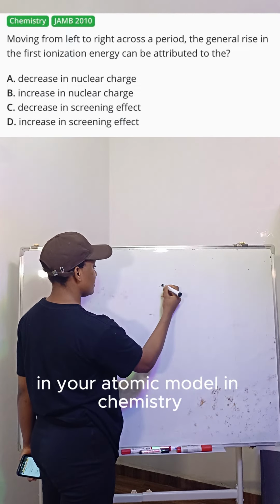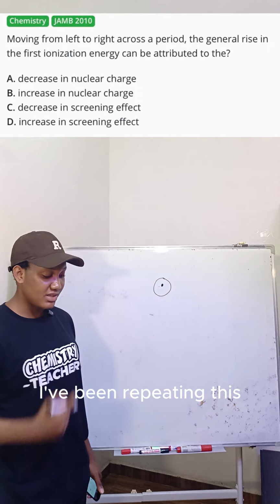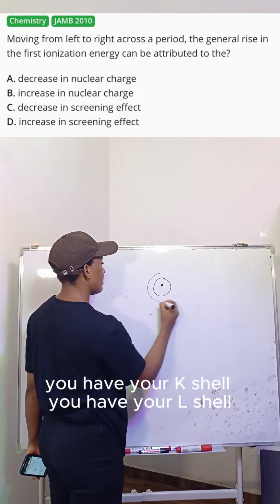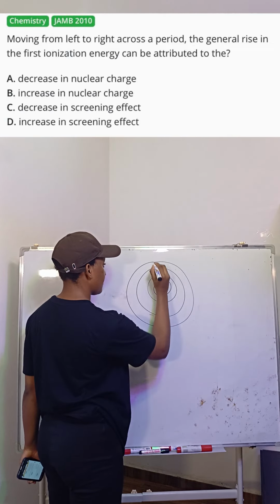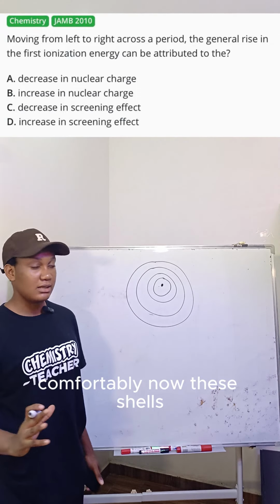In your atomic model in chemistry, you have four kinds of shells. I've been repeating this because it is very important. You have your K shell, your L shell, your M shell, and your N shell. These shells are going to contain your first 20 elements comfortably.